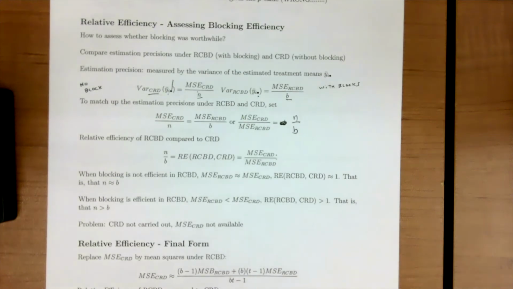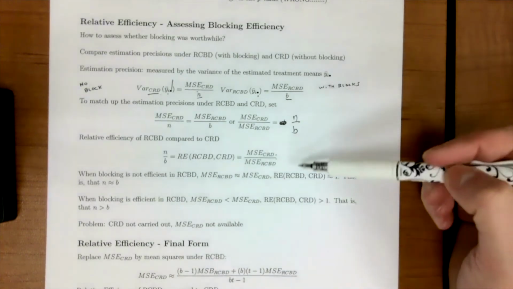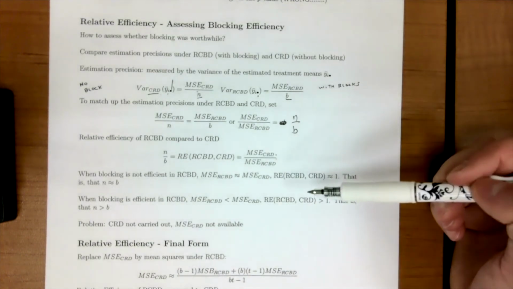Let me repeat that one more time. If we're in this case, saying n needs to be bigger than b, it's saying we need a lot more replicates in our completely randomized design to match the amount of precision we have with using just this many blocks.